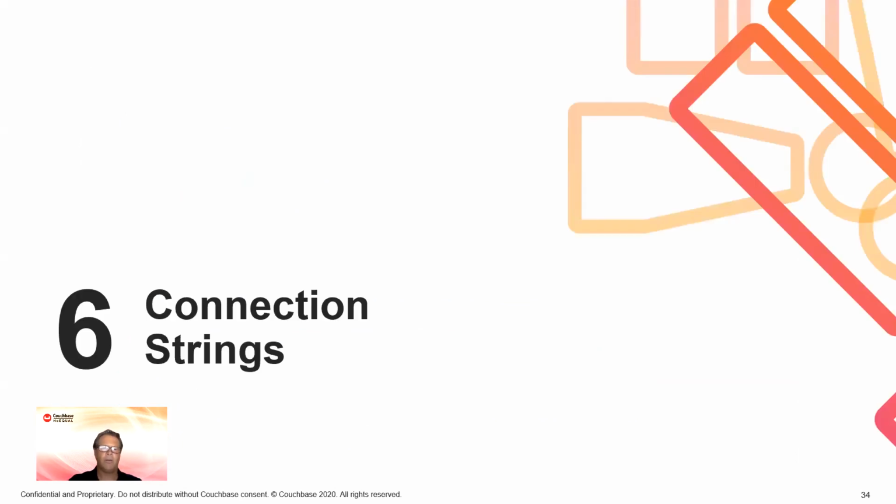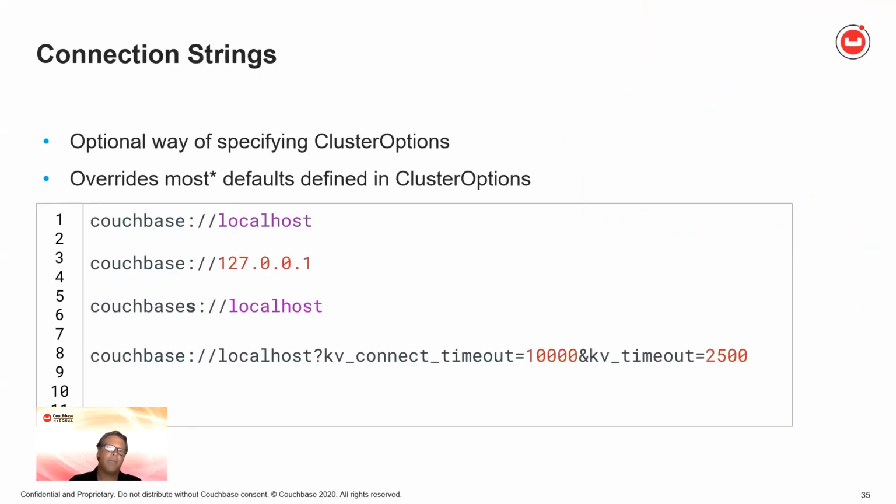So finally, we're going to go over connection strings. Connection strings are an optional way of specifying cluster options. Basically, you can override most of the defaults, defining cluster options, most of the parameters. So here's an example of a very simple connection string. You have a scheme, couchbase, a colon, //, and then a host name. You can also use an IP, like below it, 127.0.0.1. These will both resolve correctly.